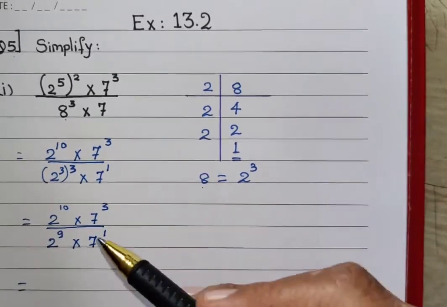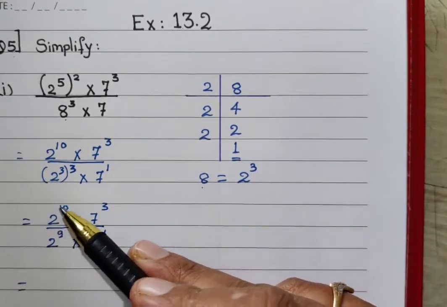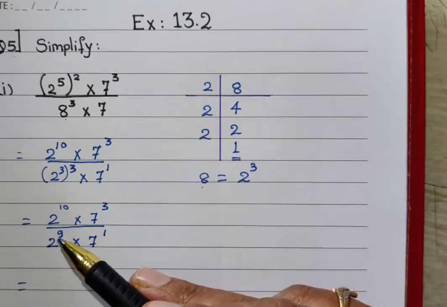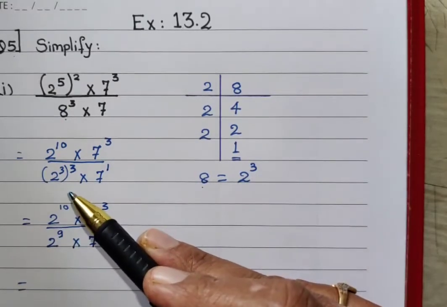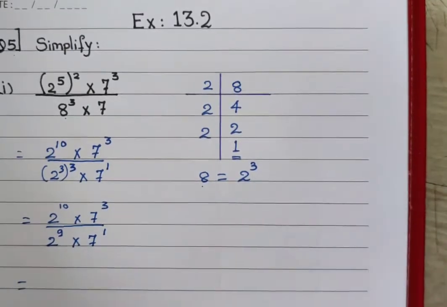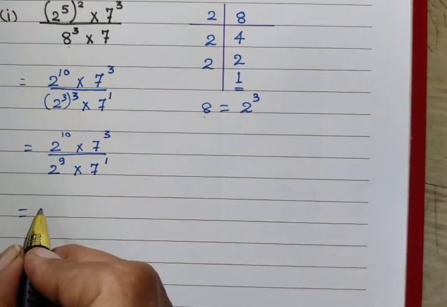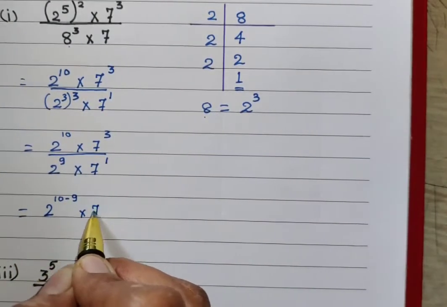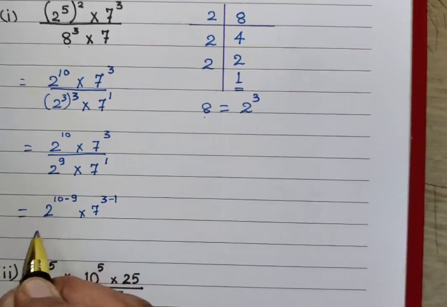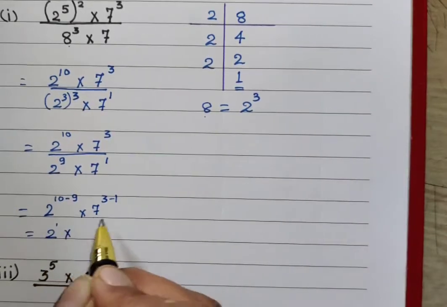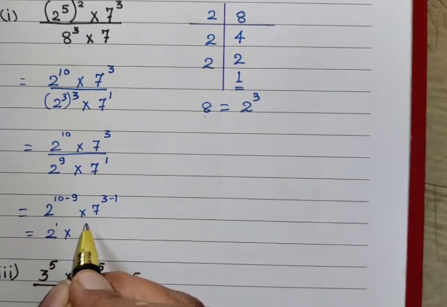Now could you see that the bases have come same? They are in division form, so numerator's power 10 will subtract 9 from it because 9 is in the denominator. So numerator's powers are written first and then the denominators. Similarly 3 minus 1. So let us write down 2 to the power 10 minus 9 and 7 to the power 3 minus 1. So you have 10 minus 9 as power 1. And 3 minus 1, that is 7 to the power 2.